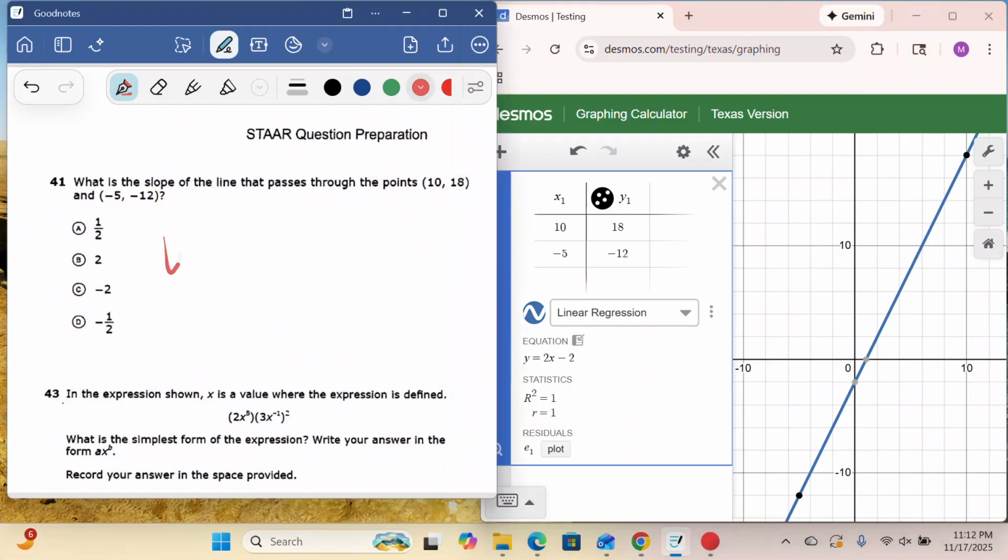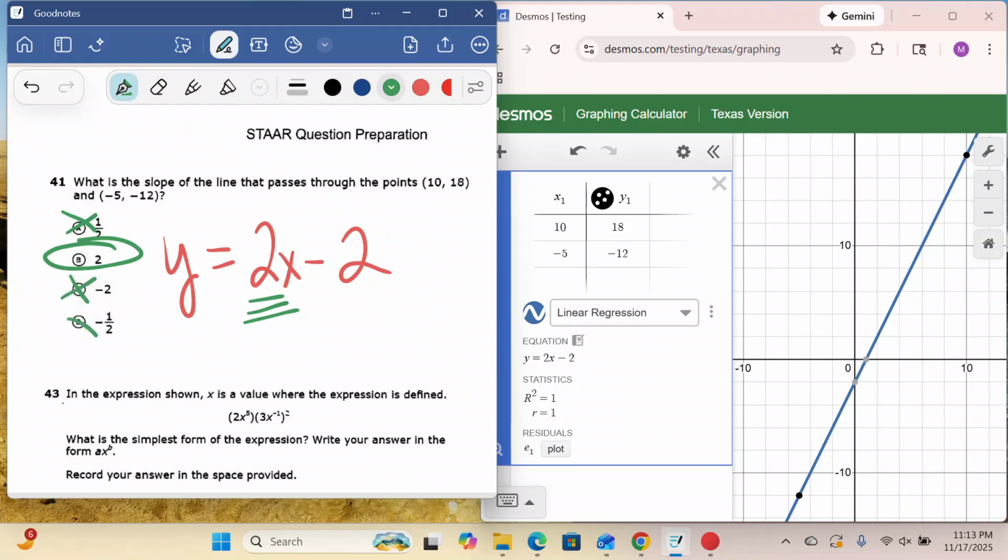Y equals 2x minus 2 under the equation. I'm going to underline the number next to the letter. That is my rate of change or my slope. So the answer is B, just by knowing how to input it on Desmos.